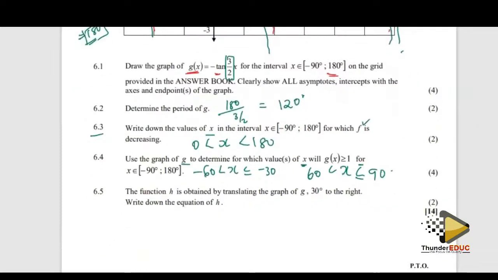Then 6.5. They're telling us that h is a function that is obtained by translating g 30 degrees to the right.